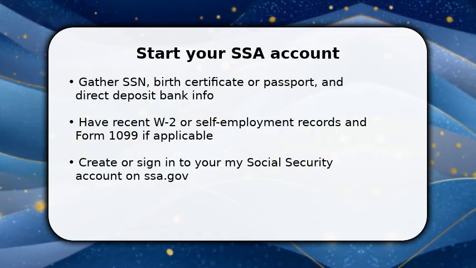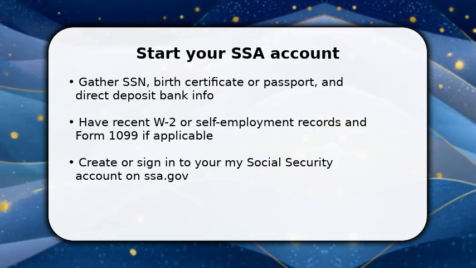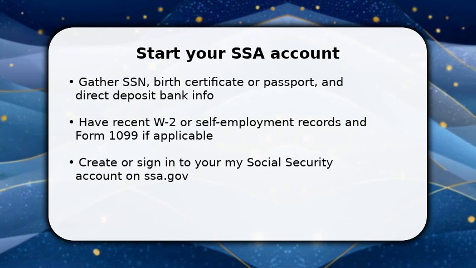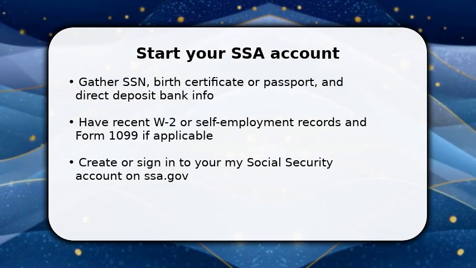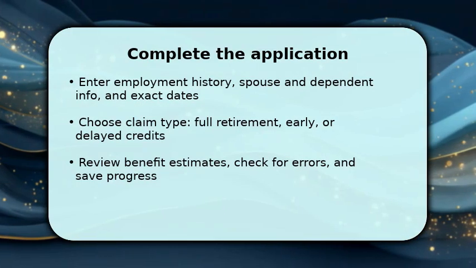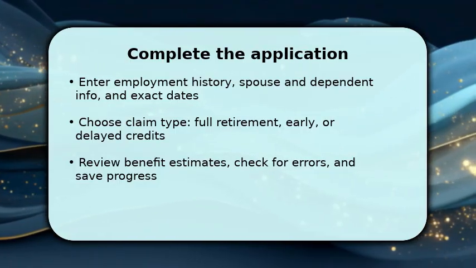The site will ask for wage history and any tax forms such as W-2 or 1099. Make sure to use a private connection and write down your username and recovery info. You proceed through the online application by entering detailed employment history and any spouse or dependent data. Accuracy directly affects your benefit calculation.